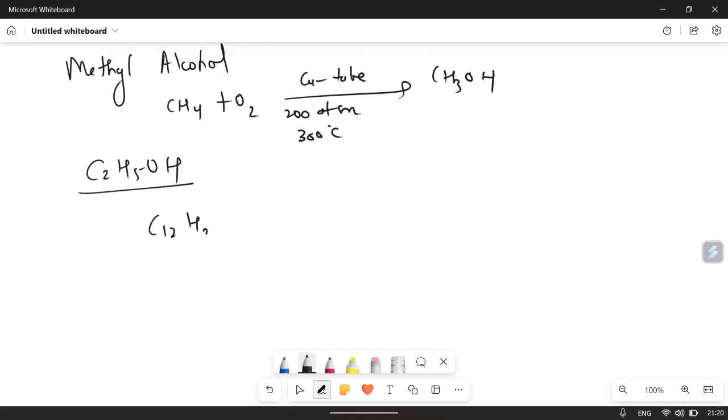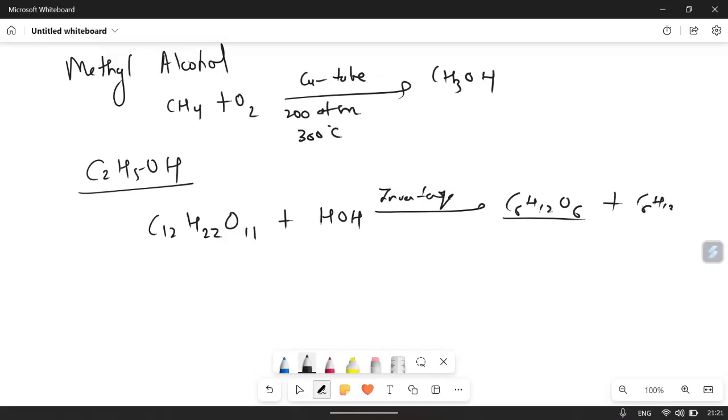For example, C12H22O11 treated with water in the presence of invertase. It will give C6H12O6, glucose and fructose, and C6H12O6 treated with zymase in the presence of yeast gives alcohol, C2H5OH.